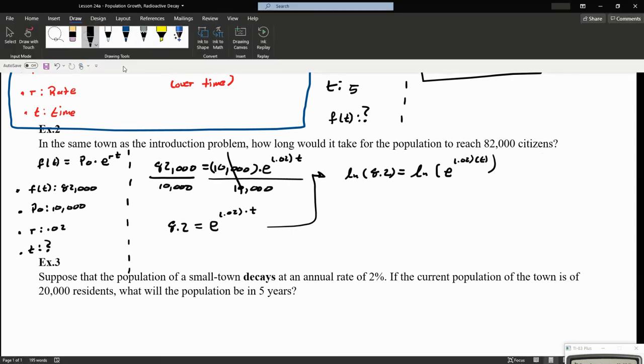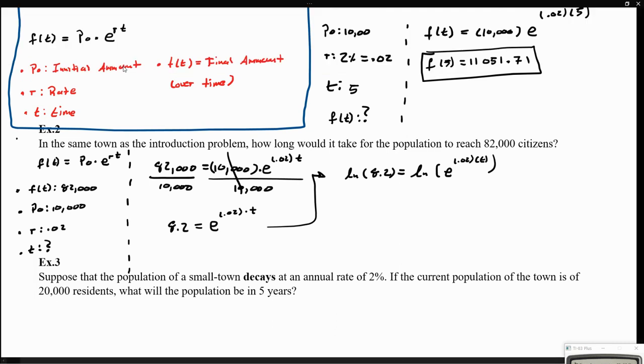And once we have raised both sides by ln, notice that ln has a base of e, so the e's will cancel out. So now I have that ln of 8.2 is equal to 0.02 times t. And if we want to solve for time, that 0.02 is being multiplied, so I'm going to do the opposite. I'm going to divide by 0.02.